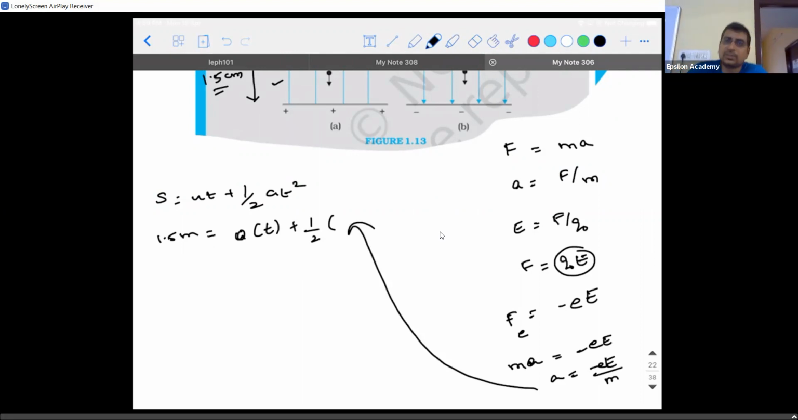Same is the case with respect to a proton as well. Okay. So it is minus e into capital E divided by m into t square. This is a very, very important expression. You will see it in further chapters. Please make a note of it. Minus e into capital E divided by m into t square.